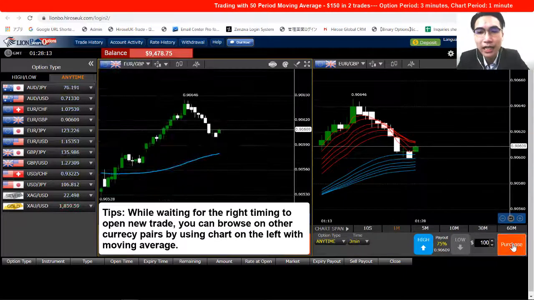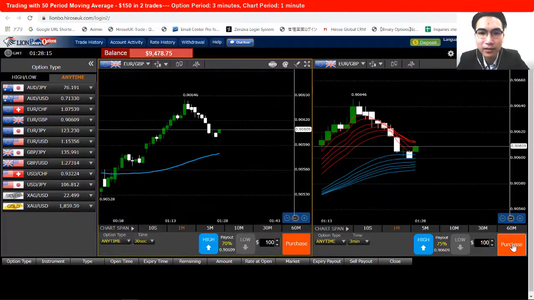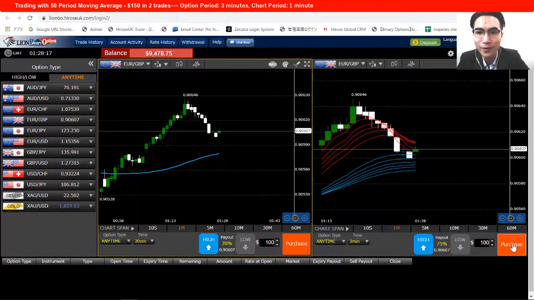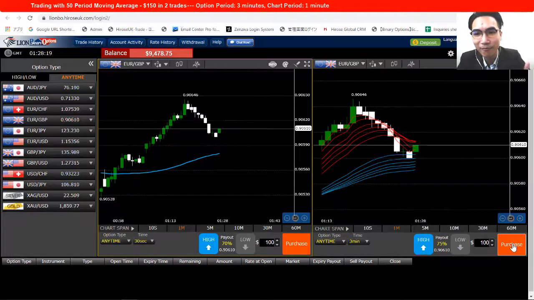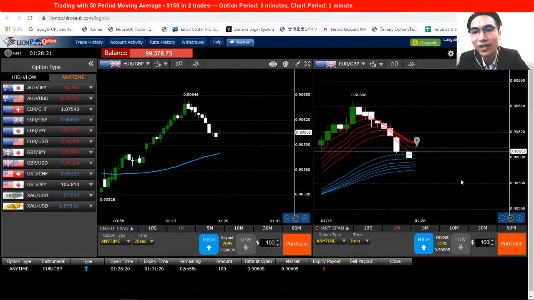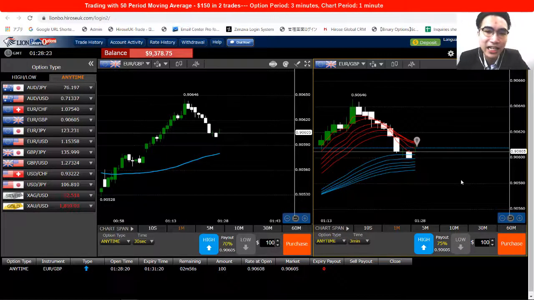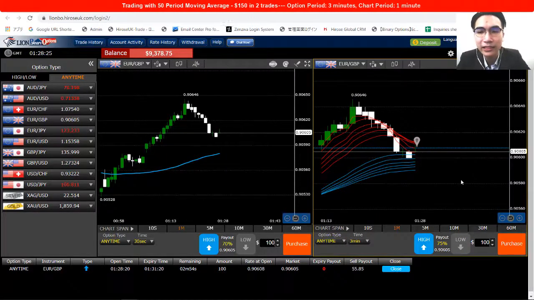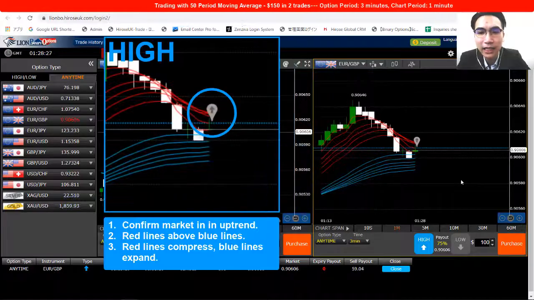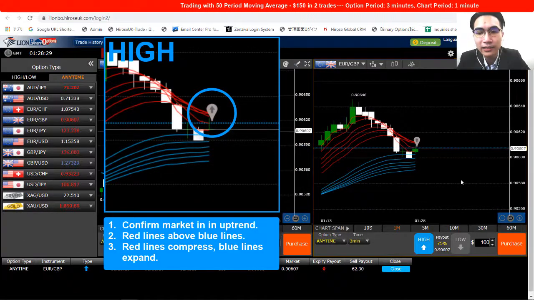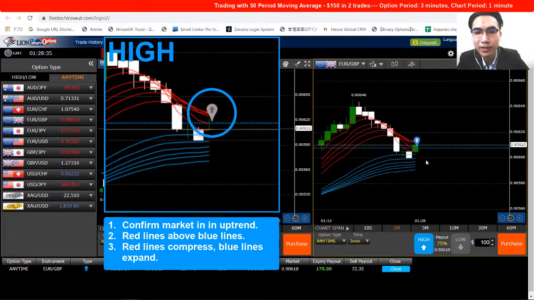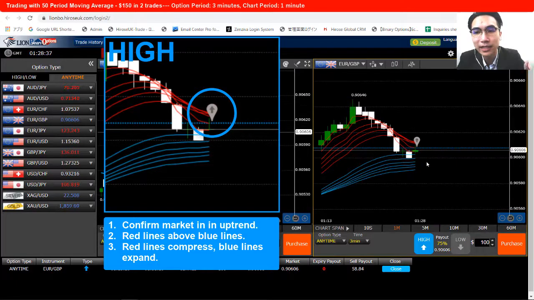So now I'm looking at the same pair, Euro and British Pound, but now it has become an uptrend, and I will place a trade first and explain later. Okay, so I placed a high there. Again, the timing for you to place the high using GMMA is when the red lines are compressing and the blue lines are expanding.